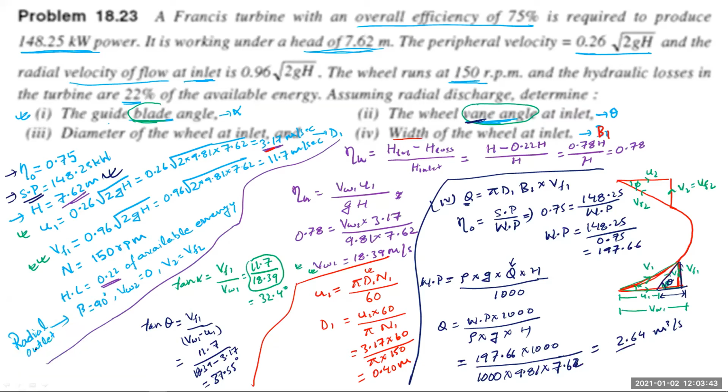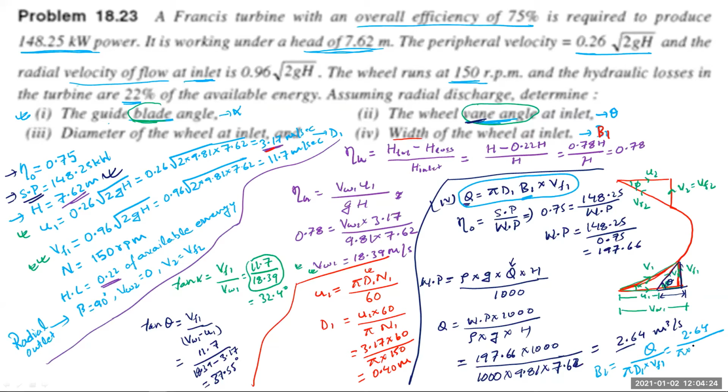Again, this is the Q, and we are looking for B1. So from this relation, I will write B1 equal to Q divided by pi D1 into Bf1. Okay, substitute those values. Q equals 2.64 divided by pi into what is D1? 0.179.